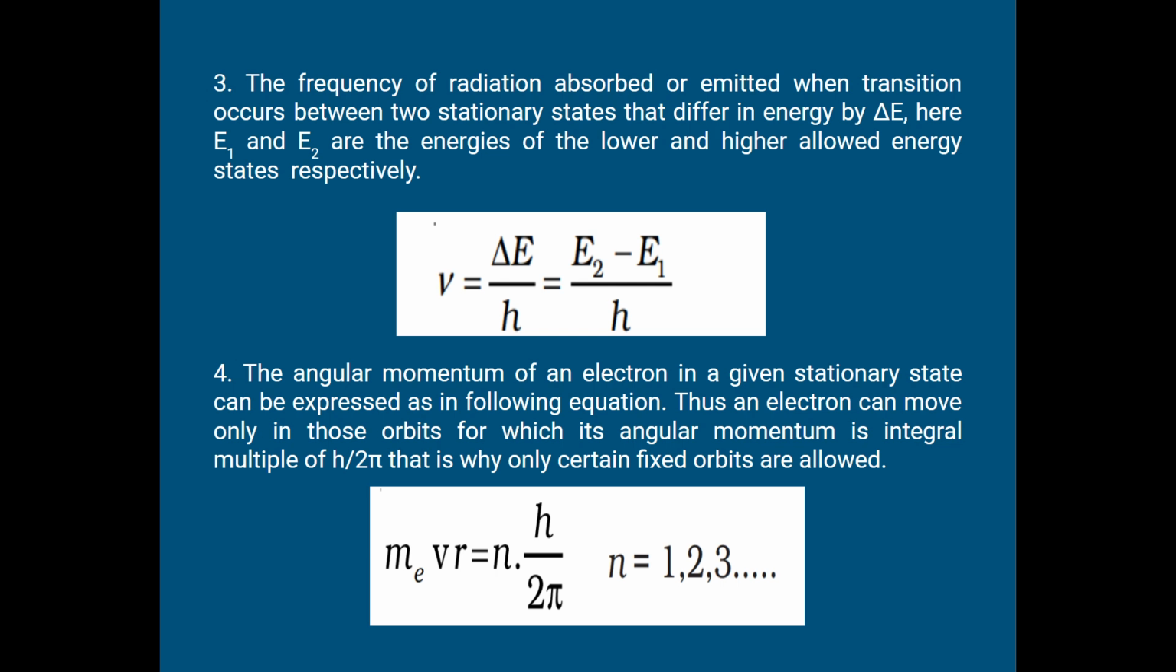Now, Bohr calculated the values of the frequencies, energies, or angular momentum for these orbits, or for the electrons in these orbits, and he gave some formulas. He did a lot of calculations. These calculations are there in higher studies and higher books if you decide to go for them, but for now you just have to learn the formulas. For frequency of radiation absorbed or emitted when transition occurs between two states, the formula is nu equals delta E upon h, which equals E2 minus E1 upon h.